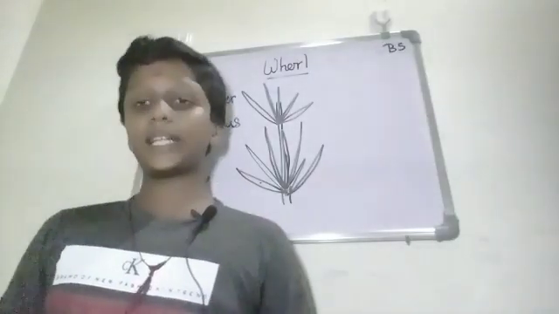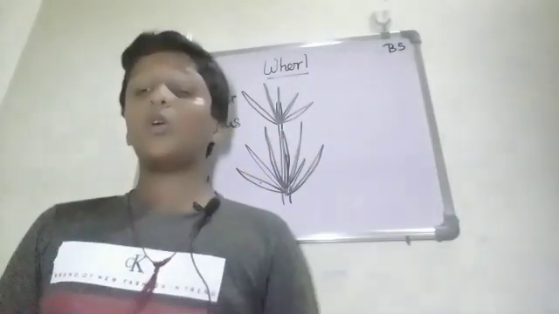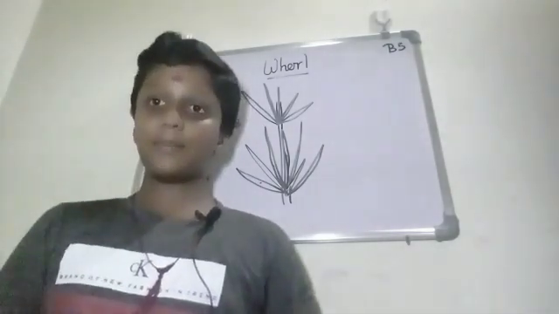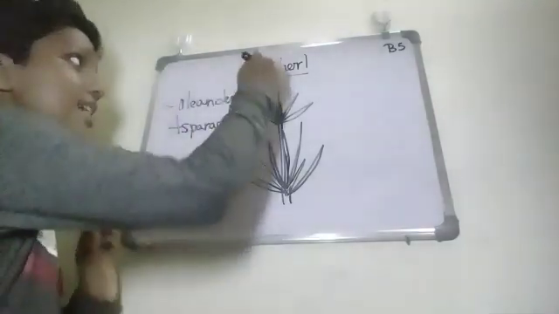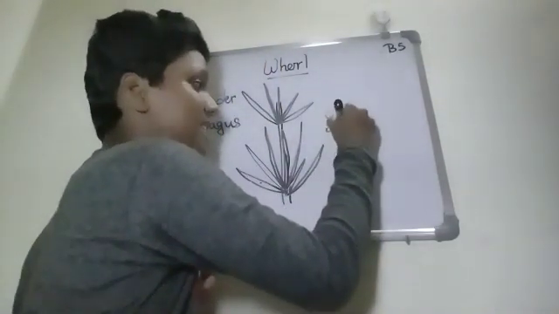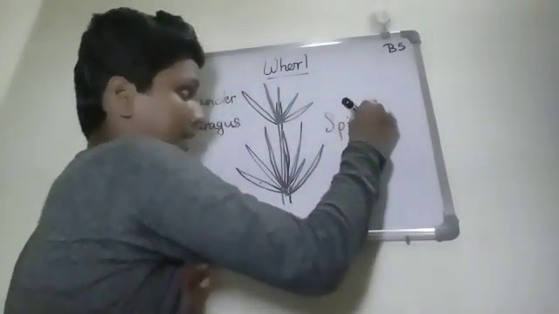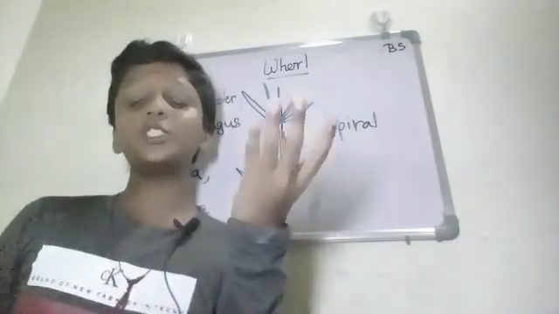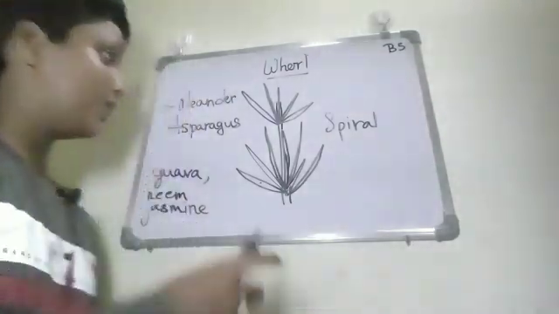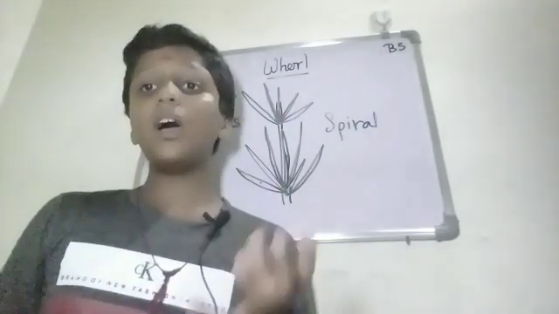In the whorled arrangement, there will be 3 or more than 3 leaves per node, and it forms a spiral shape. So this arrangement is also called the spiral arrangement. The bunch of leaves formed due to the whorled arrangement is called a whorl.